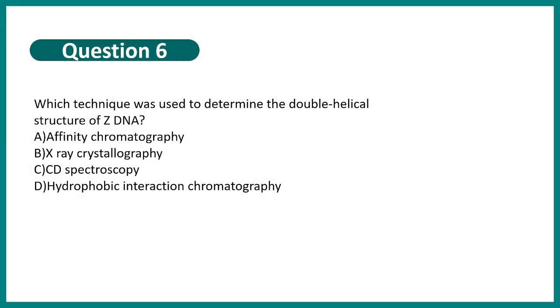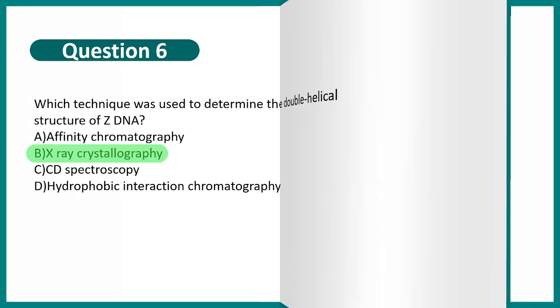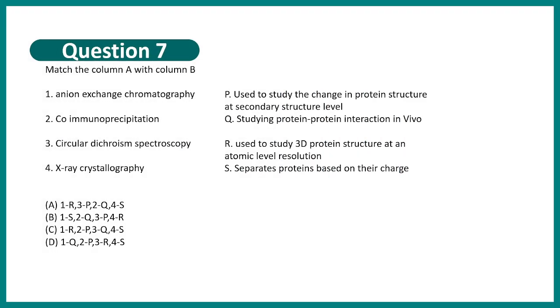Anyway, question number 6. Which technique was used to determine the double helical structure of DNA? Affinity chromatography, X-ray crystallography, CD spectroscopy, hydrophobic interaction chromatography. The correct answer would be X-ray crystallography. Question number 7 is another common format, matching column A with B. Here there are a bunch of techniques and the usage is given in column B. Anion exchange chromatography, co-immunoprecipitation, circular dichroism spectroscopy, X-ray crystallography, all of these are repeatedly asked in several years. So really note all of these techniques. The correct answer is option B. And if you want to know more about it, you know where to get it from.